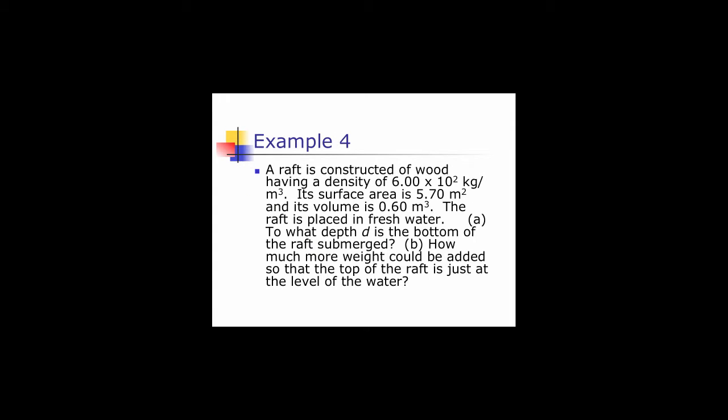Example 4 has to do with a raft floating on a river. It's constructed of wood. It gives us the density of wood is 600 kilograms per cubic meter, and it gives the surface area of the raft and the total volume of the raft. It's placed in fresh water. To what depth is the bottom of the raft submerged, and how much more weight could be added so that the top of the raft is just at the level of the water?